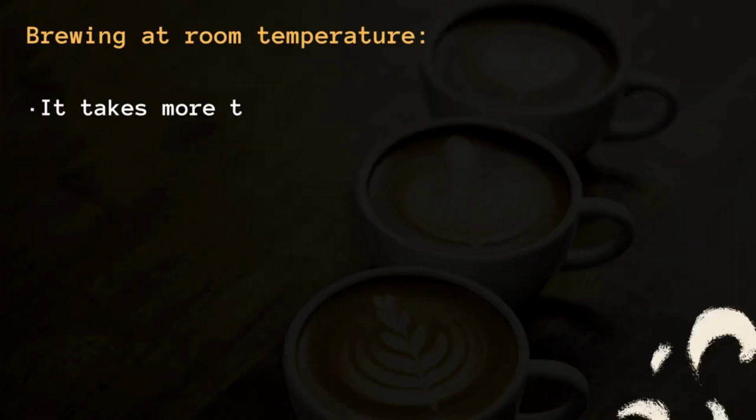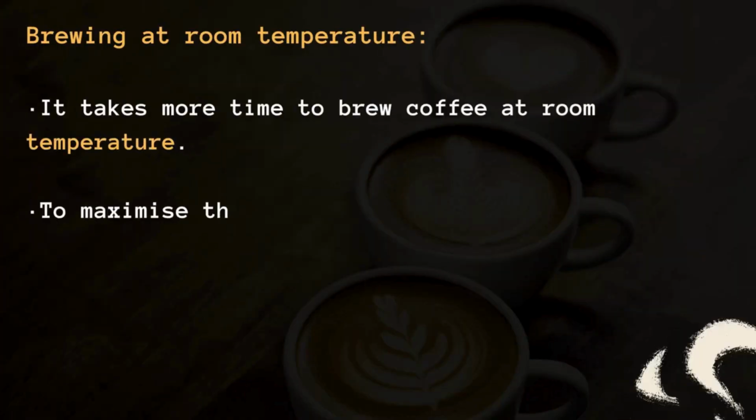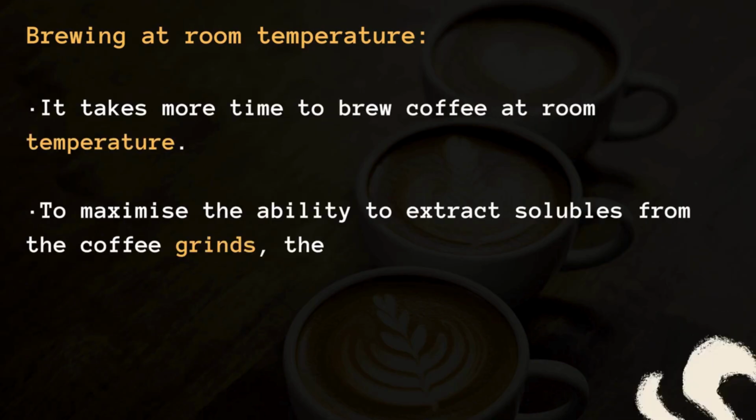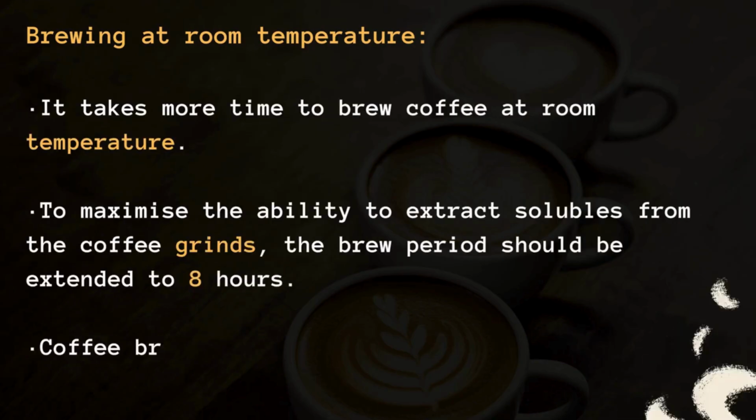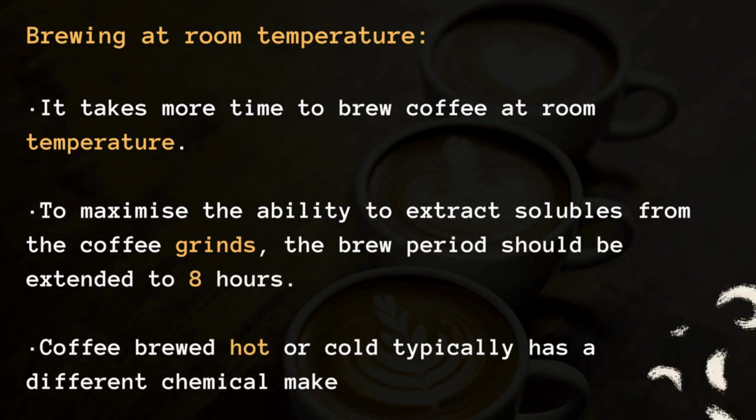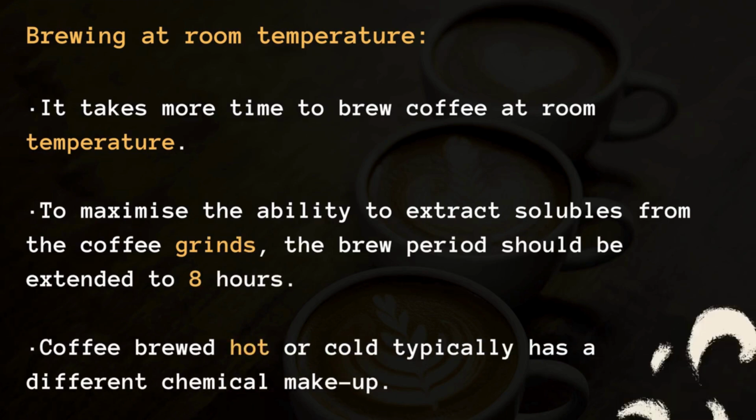Brewing at room temperature. It takes more time to brew coffee at room temperature. To maximize the ability to extract solubles from the coffee grounds, the brew period should be extended to 8 hours. Coffee brewed hot or cold typically has a different chemical makeup.